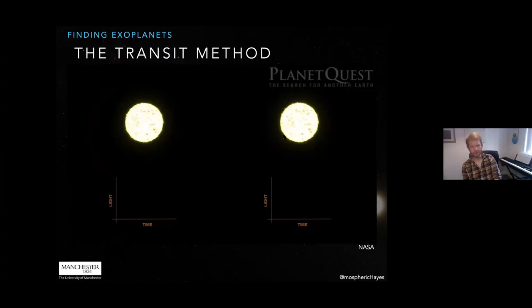So of all of these, aside from maybe direct imaging, this is kind of the simplest method to think about. So planet goes in front of star and blocks out light. If you see less light periodically, like a sort of blip, as demonstrated here, if you see that periodically, you've found a planet. Well done. And the reason that I like this method so much is that it's incredibly powerful.